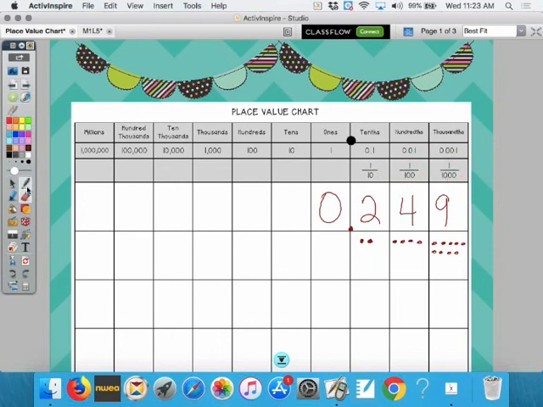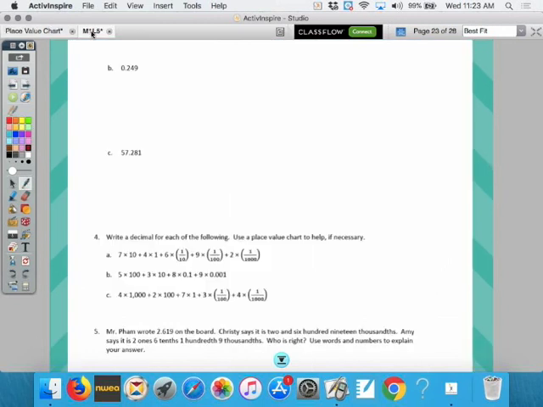We did a decimal. We switched the fractions to decimals. Okay? So I'm going to go ahead and get started on this. You go ahead and get started, and then I'm going to show you a mistake I saw earlier in the day, so you don't accidentally make the same mistake.